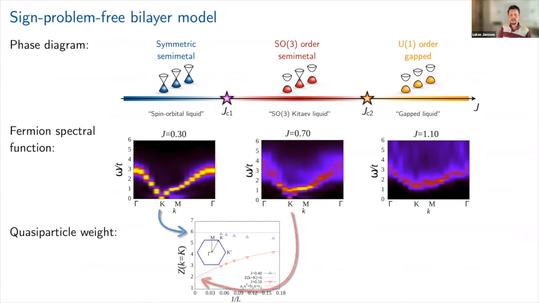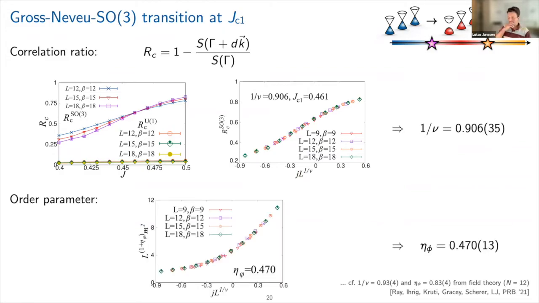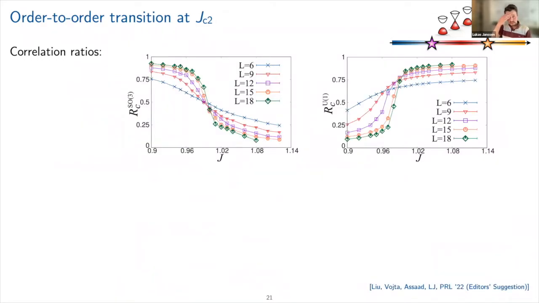So what's the transition now? This first transition, the transition between this symmetric phase and SO3 ordered phase. Well, you can look at correlation ratios as a function of J. And what you find is that with, again, appropriate rescaling, the reduced correlation ratio as a function of reduced coupling, you find indeed a scaling collapse with some value of 1/nu. You can also find a scaling collapse for the order parameter. And again, you can try to extract some anomalous dimension, and compare with the anomalous dimension you compute in fit theory. However, you can also look at the transition between this SO3 semimetal phase and the ordered phase.